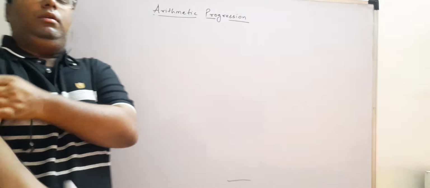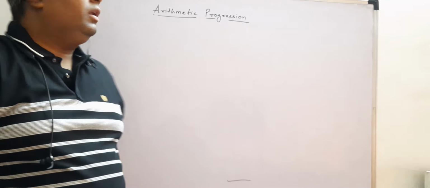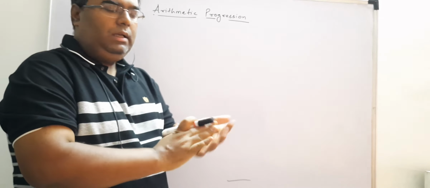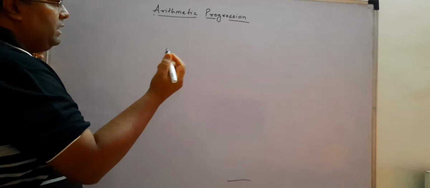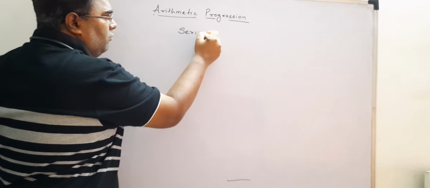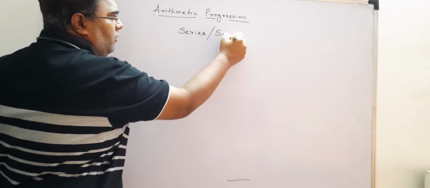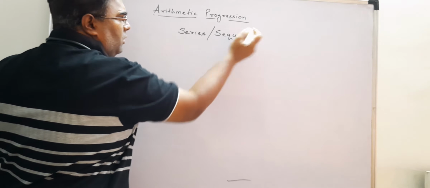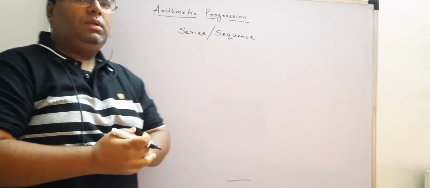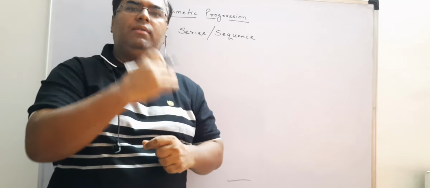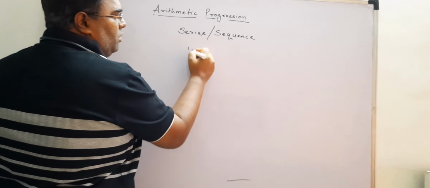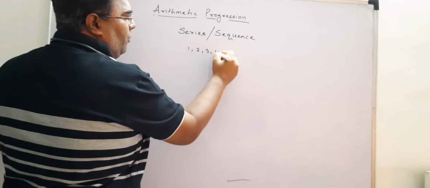Okay, hi. Today we are going to learn arithmetic progression. Basically, this is a series or sequence. What is a series or sequence? A series or sequence is basically numbers which follow one pattern, like 1, 2, 3, 4.